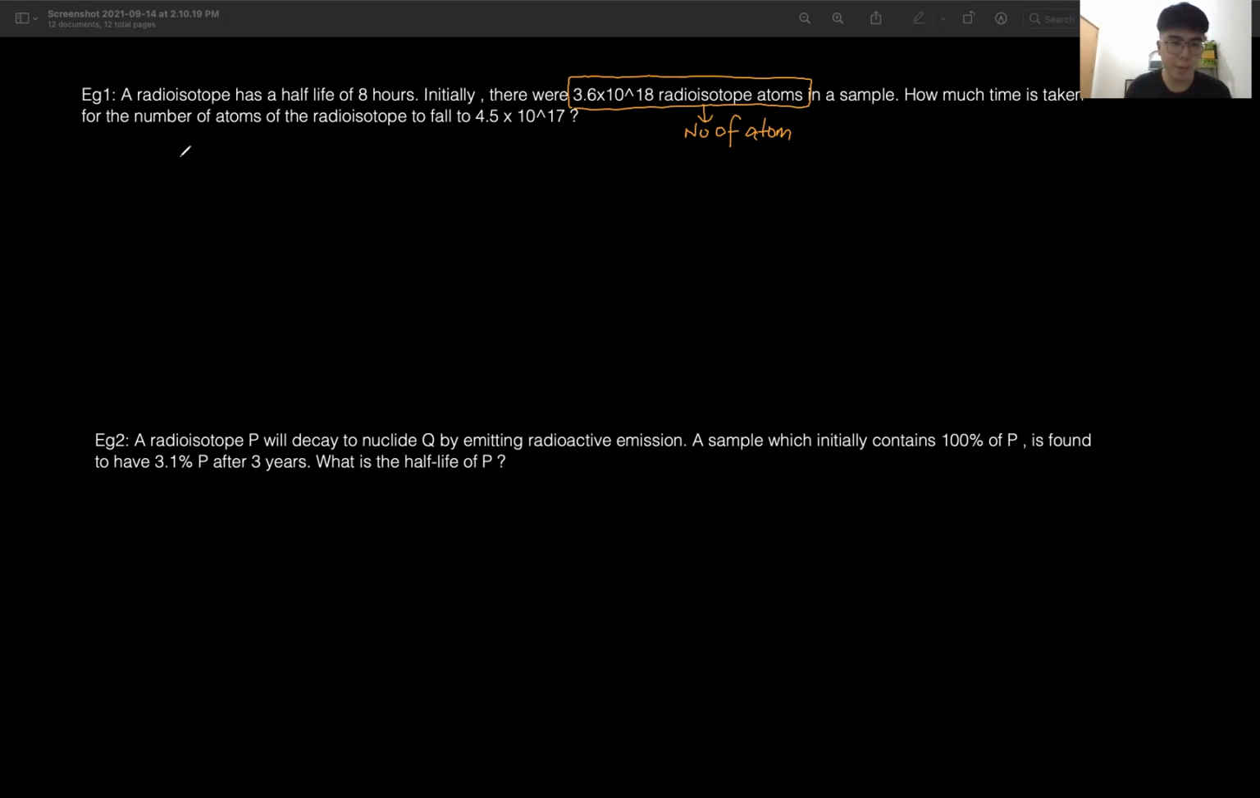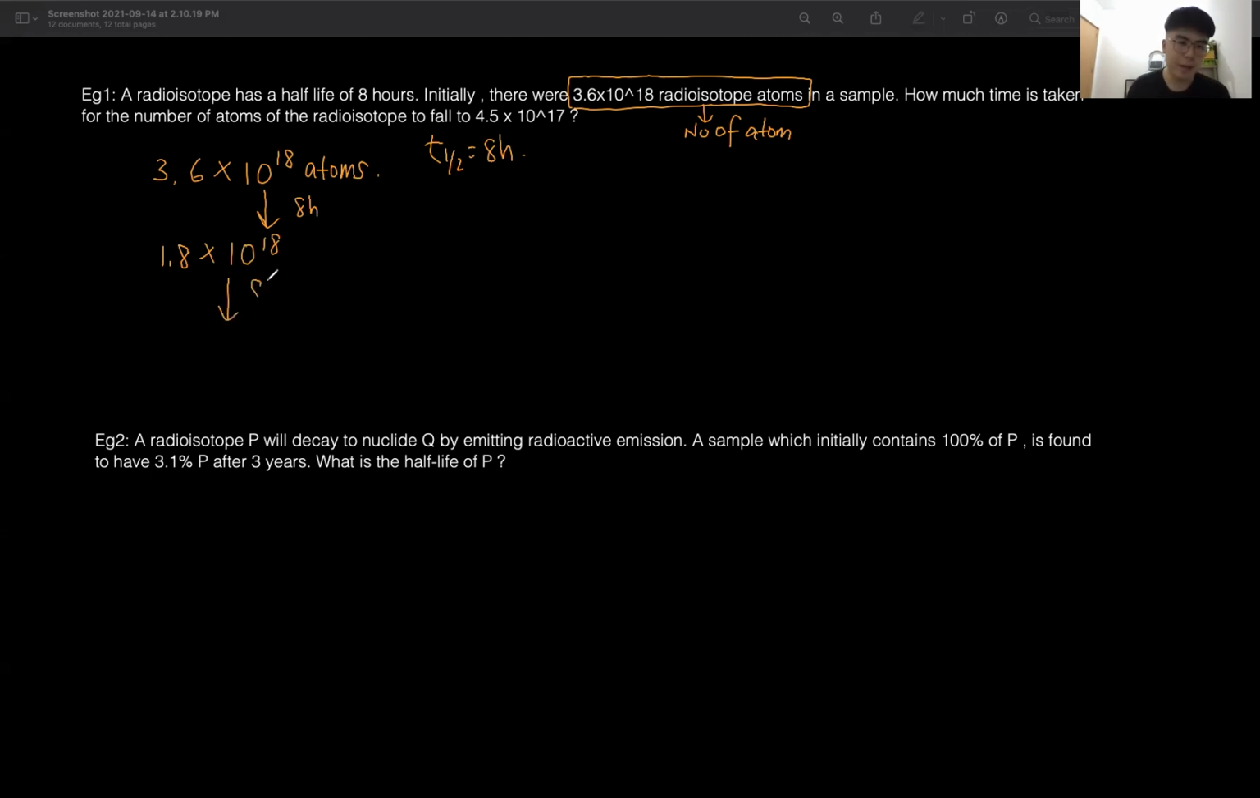We do a very easy calculation. We start with the initial amount. What is the initial amount? 3.6 times 10 to the power 18 atoms. Starting here, we know that the half-life is 8 hours, so we just draw an arrow diagram like this. You can follow me. After 8 hours, it becomes half of this, which is 1.8 times 10 to the power of 18.